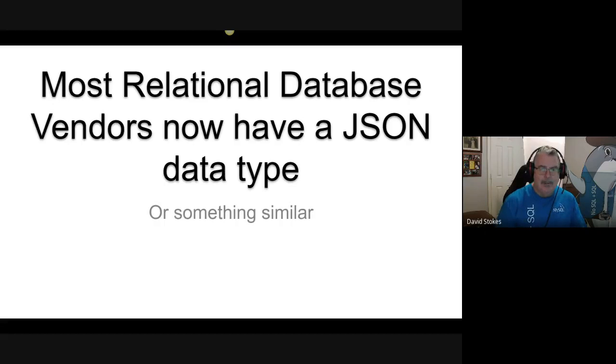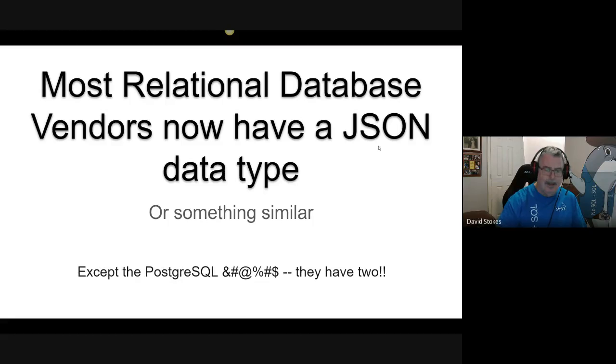Now, most relational database vendors now have a JSON data type or something similar. MySQL added theirs in 5.7, Oracle added theirs before that, and about the same time SQL Server was adding theirs. The caveat here is that the Postgres folks actually have two. And I know one of the Postgres committers was promising to turn in here, so this is kind of a joke for him. We're closer to their JSON-B implementation.